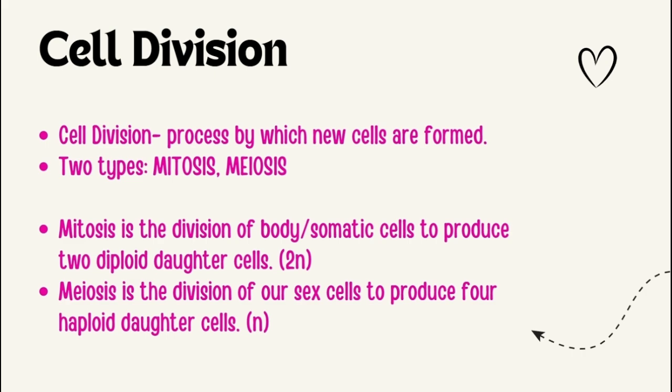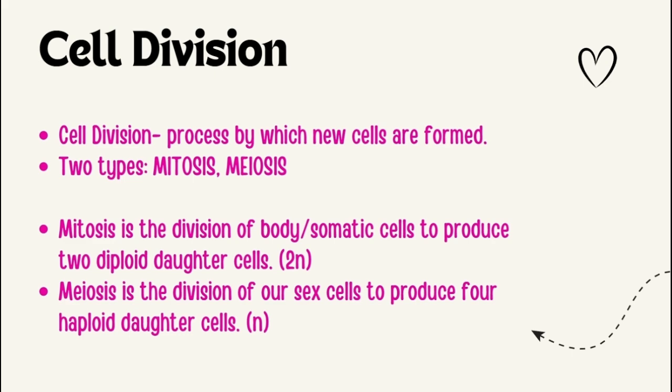Mitosis, that's where our body cells, slash somatic cells, divide. The word somatic is really talking about body cells, so body and somatic are the same thing. So in mitosis, there is division of body cells or somatic cells to produce two diploid daughter cells. So we know that the end result of mitosis is going to be 2, and it's represented by 2n.